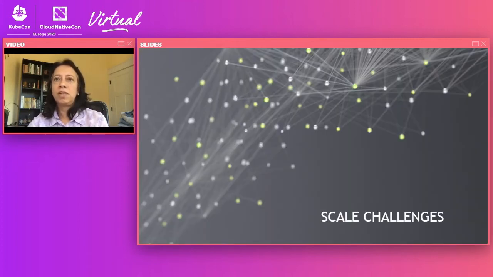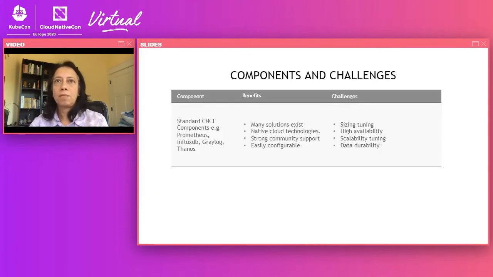Let's now look at the scale challenges. As you saw in the architecture diagram, we used a lot of CNCF components. These are great as there are many solutions that exist, and independently they solve for a lot of our functional requirements. They're all cloud native technologies and have strong community support behind them. This allows them to continuously evolve with the growing needs of the community. This has been a lifesaver for us.